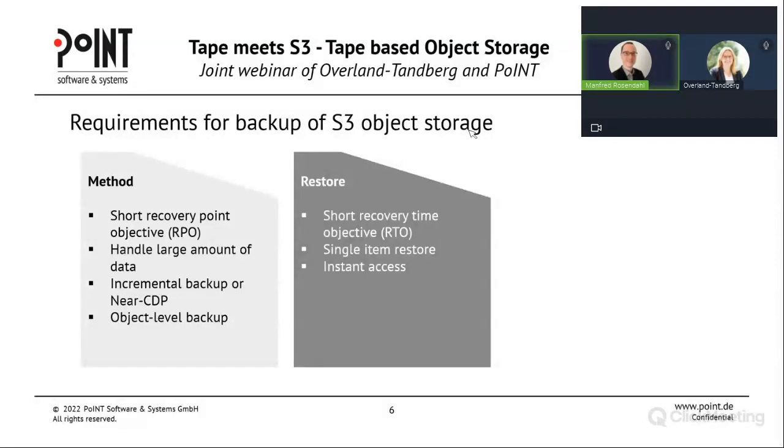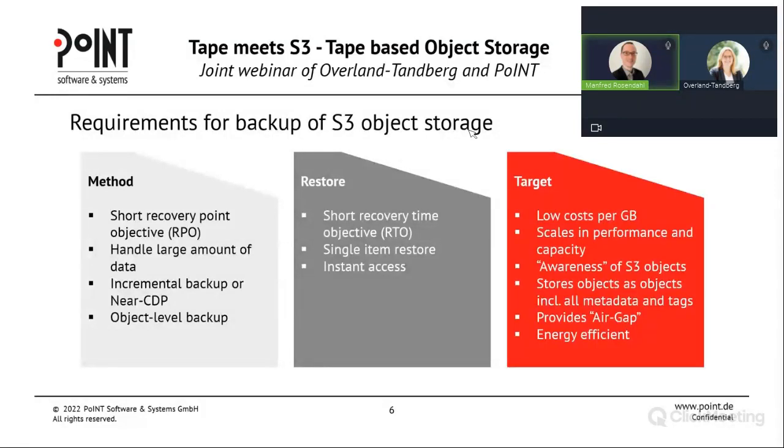The restore, of course, must be fast. It should offer a single item restore and also a direct access to the backup data would be good. And then the actual backup target must be cost effective per gigabyte. It must scale in performance and capacity, and it should provide some kind of awareness for S3 objects to back up all metadata or S3 tags as well. And then, of course, the topic of air gap is very important, and the energy efficiency.